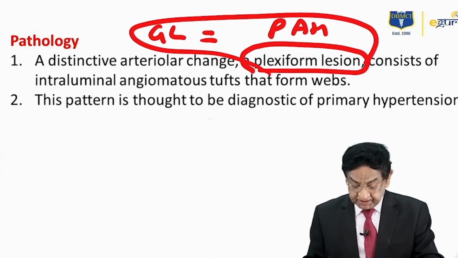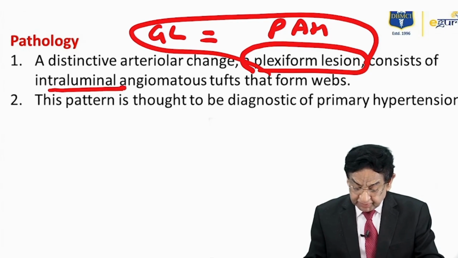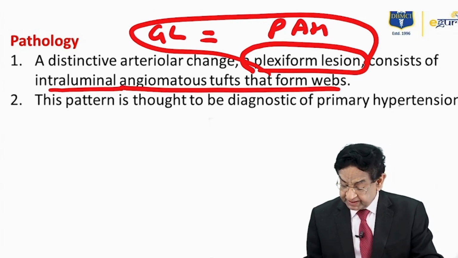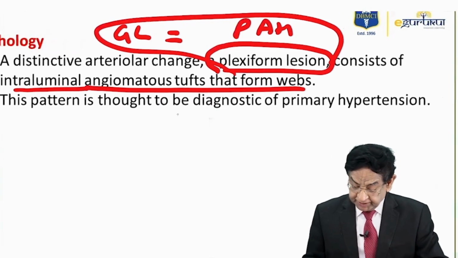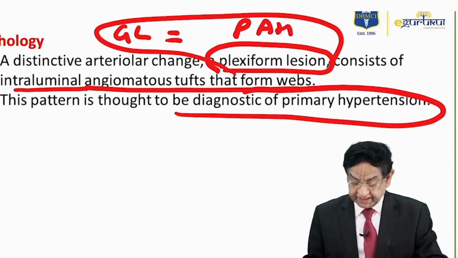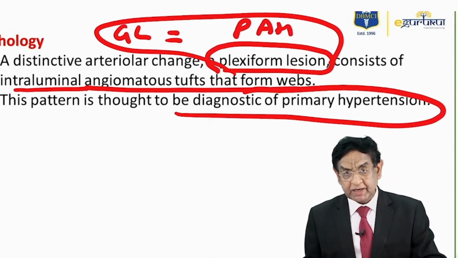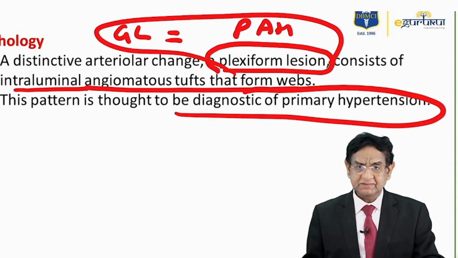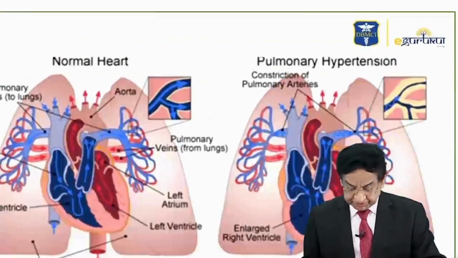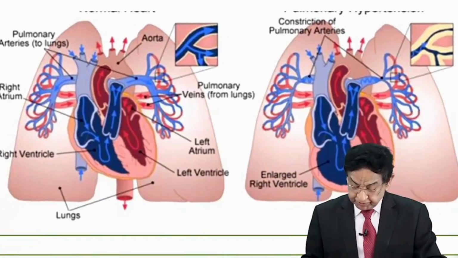And this is nothing but intraluminal angiomatous tissue that forms a web. This is thought to be diagnostic of PAH. Same thing I said, golden line to remember: the plexiform lesion in the lung vessel is PAH. What is this? Let me show you a beautiful picture.